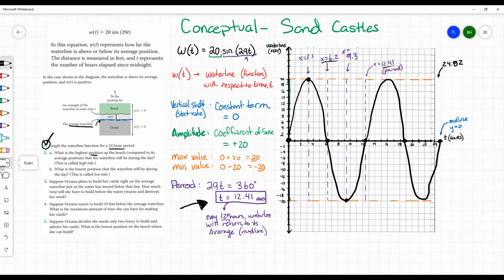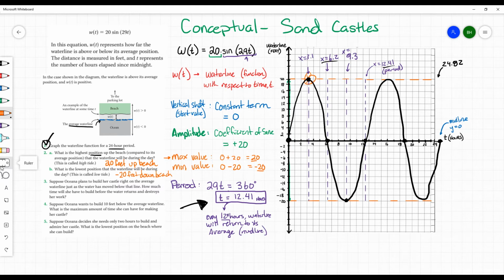Now it's time for us to look at this. What is the highest position up the beach compared to the average that the water line will be during the day? Well, that will be our max value. So this will be 20 feet above. 20 feet up the beach will be our max. That's our high tide. That's indicated right there. And then low tide will be minus 20 feet down the beach.